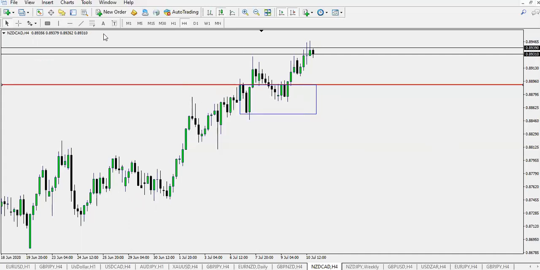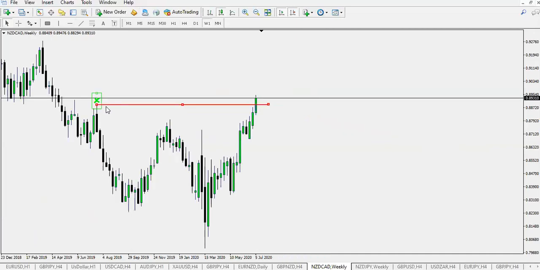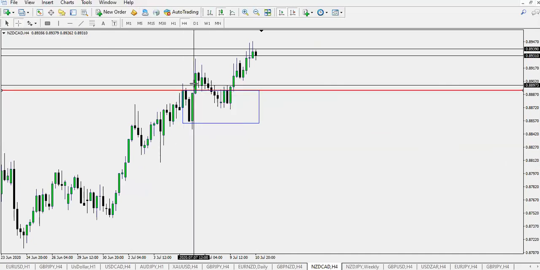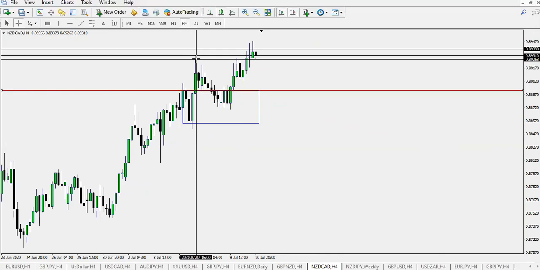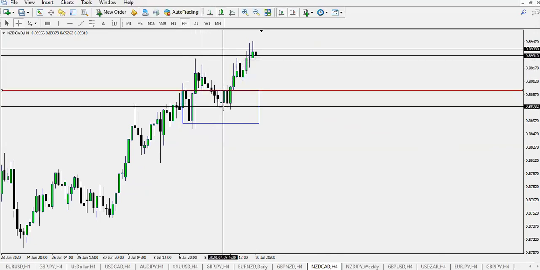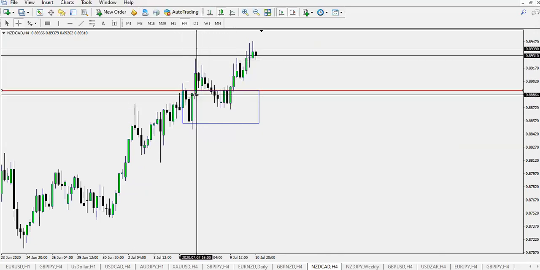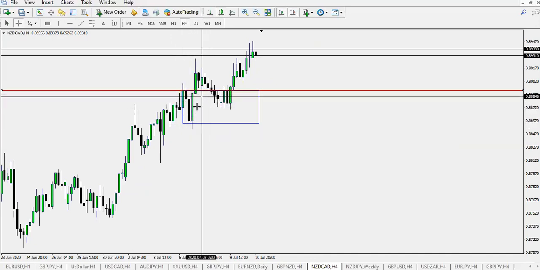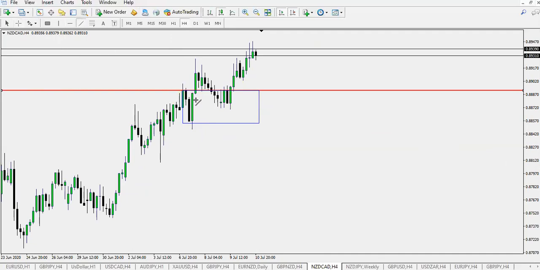When this liquidity on the weekly chart was raided, on the 4-hour you can see this red line indicates the run on liquidity. Then when price retraced back down, it only just retraced into this 4-hour order block, and then bounced. This was probably the 50% level of that order block, and then price rallied again.